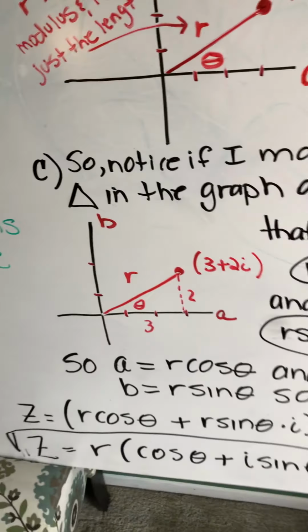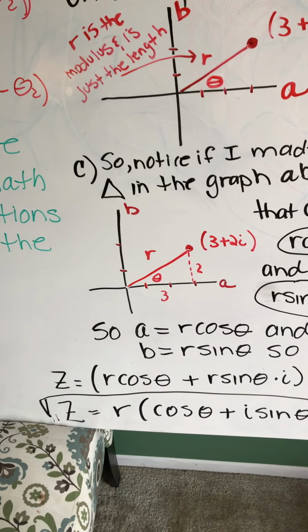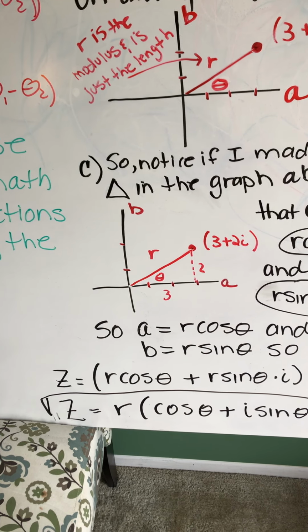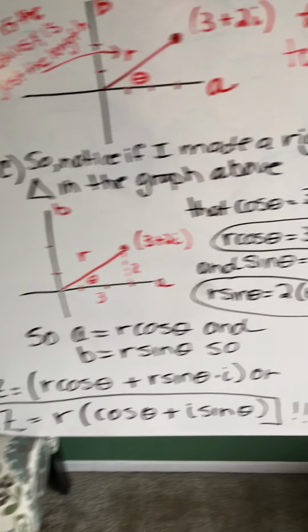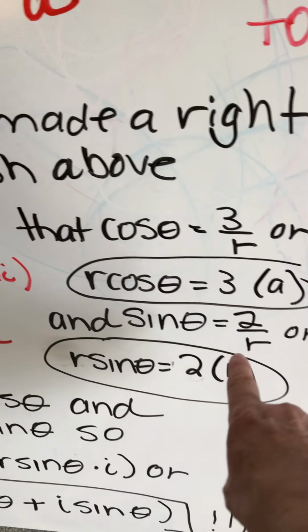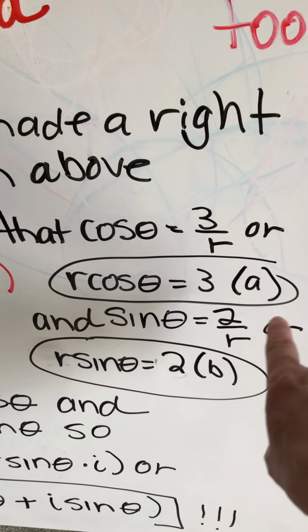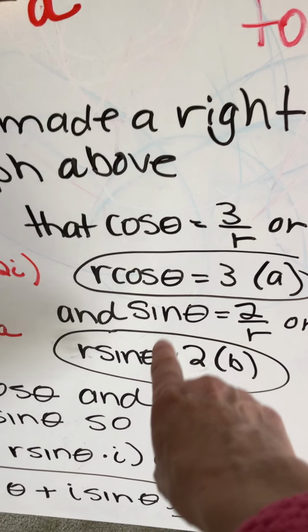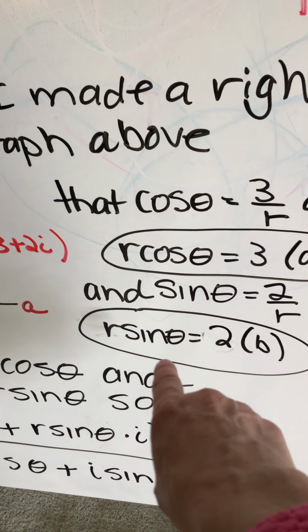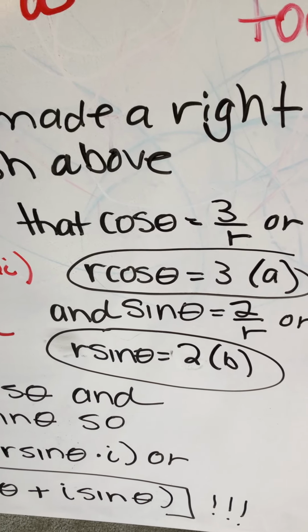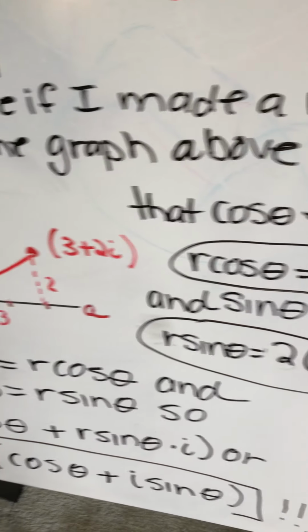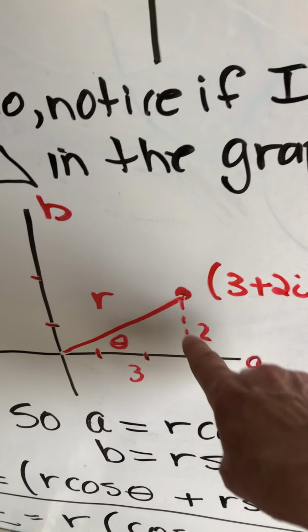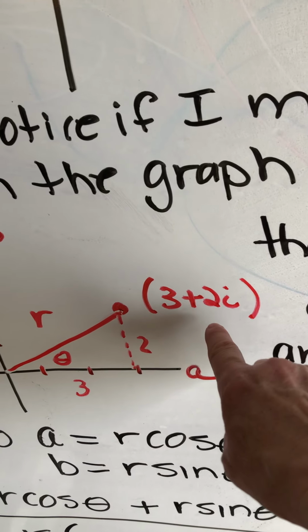Okay, let's go back to the picture. If I asked you what is sine of theta, you would tell me 2 over r. Right here it is. Sine of theta is 2 over r. Notice if I multiply both sides of that statement by r, I get r sine of theta is 2. Notice that's b, right? Take a look here. That's my b.